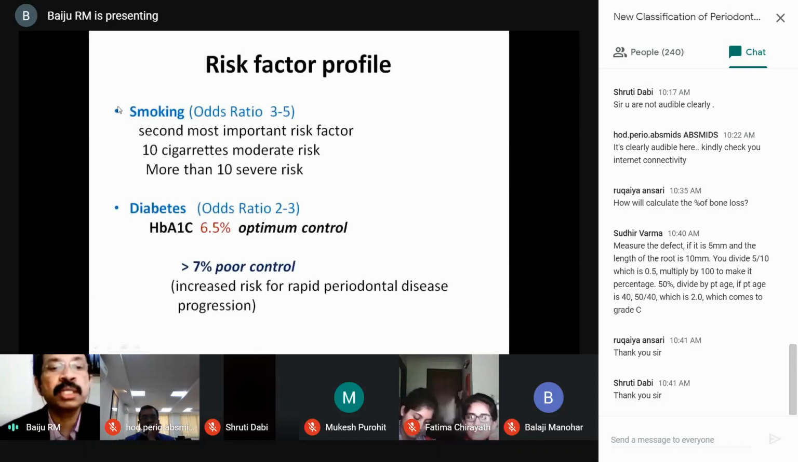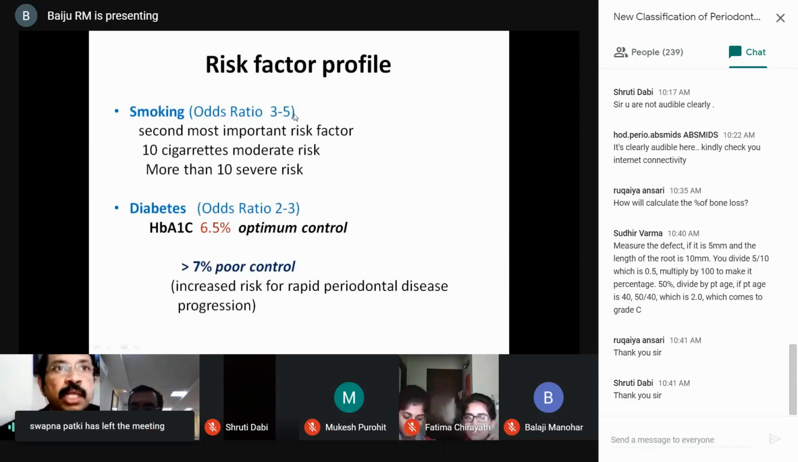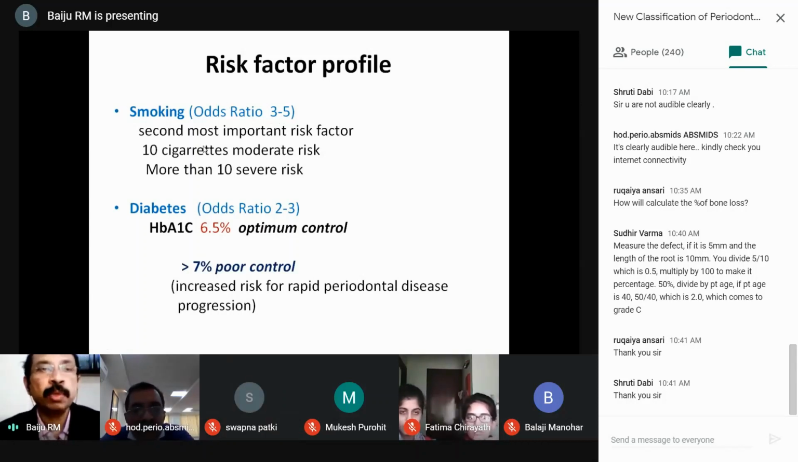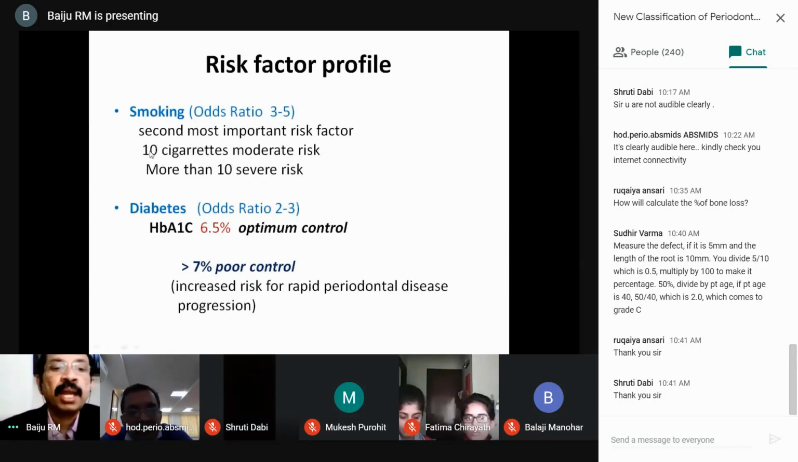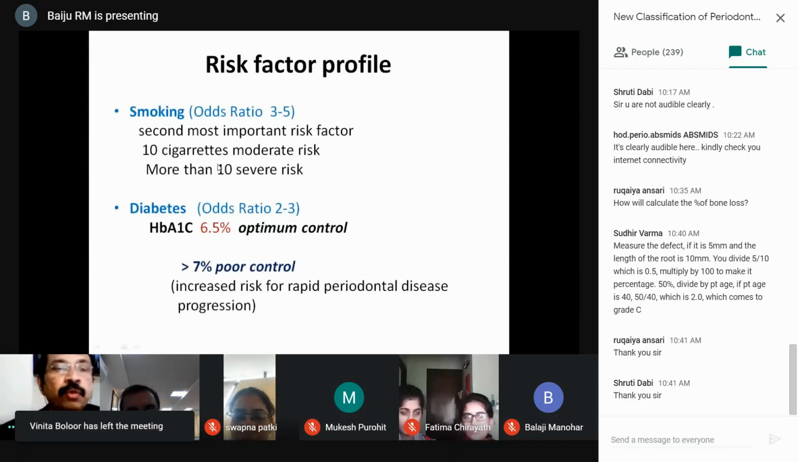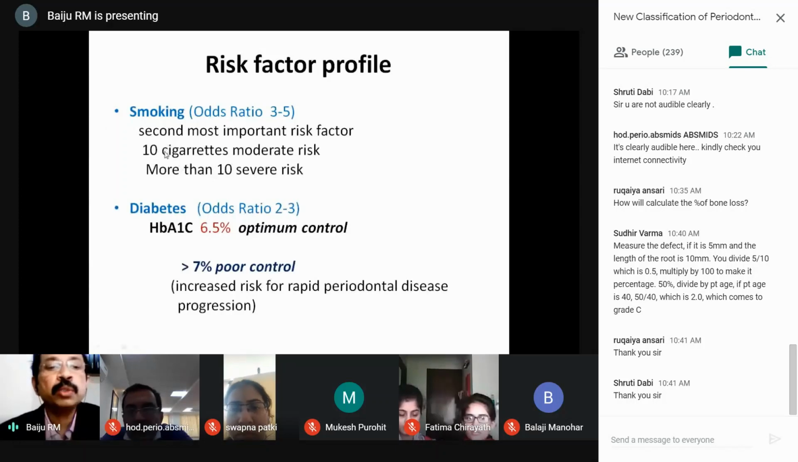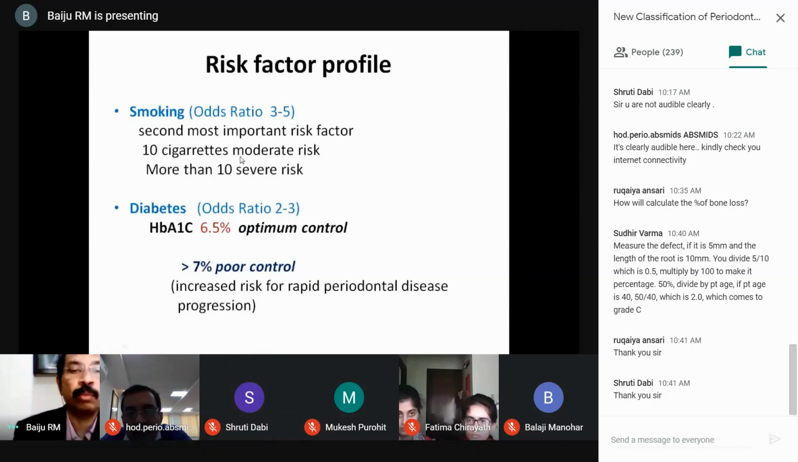And this has got the maximum, strong evidence base. You know that smoking is the second most important risk factor in the United States. The odds ratio ranges from 3 to 5, which means that any patient who is a smoker is 3 to 5 times riskier for developing severe disease. And also the response to therapy will be less in such patients. We also know that smoking is a dose dependent factor. You smoke more cigarettes, you are at more risk. Patients who smoke less than 10 cigarettes are considered as having moderate risk. Those who smoke more than 10 cigarettes are considered as having severe risk.